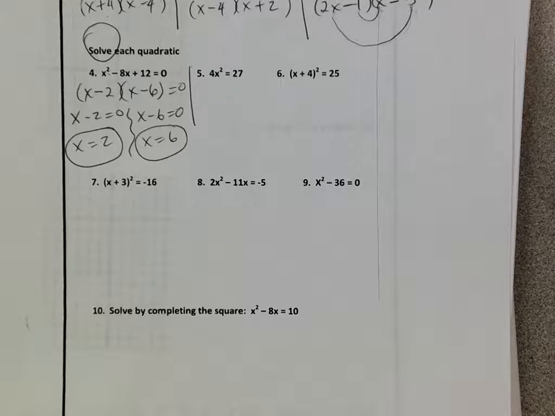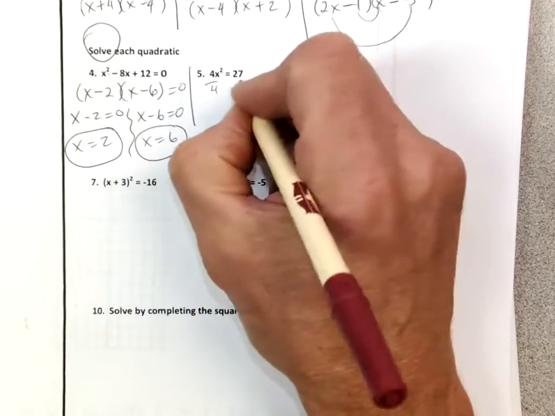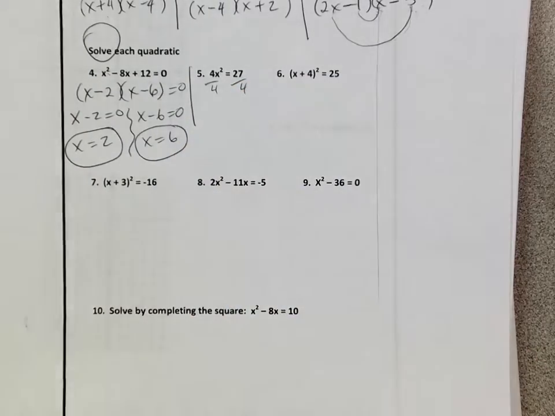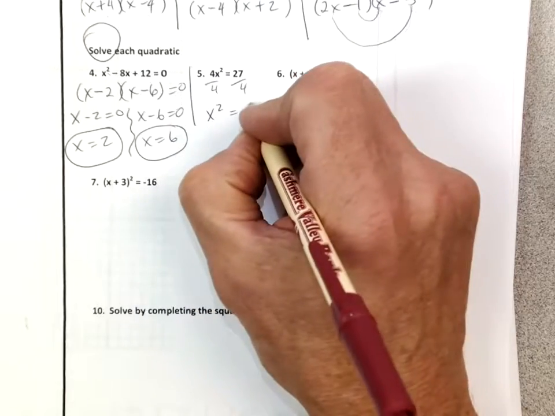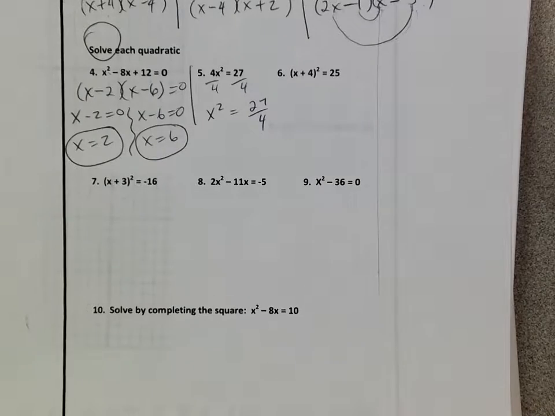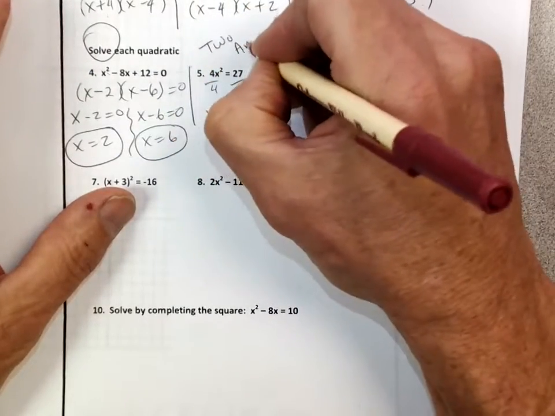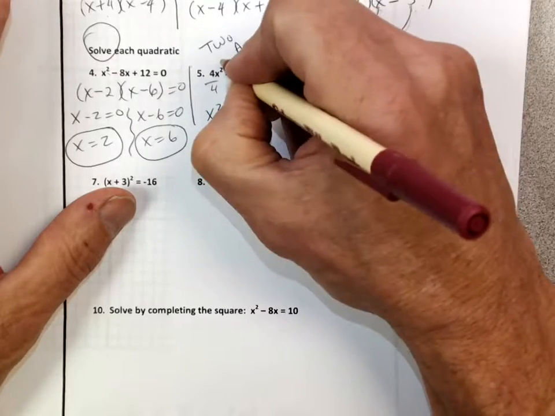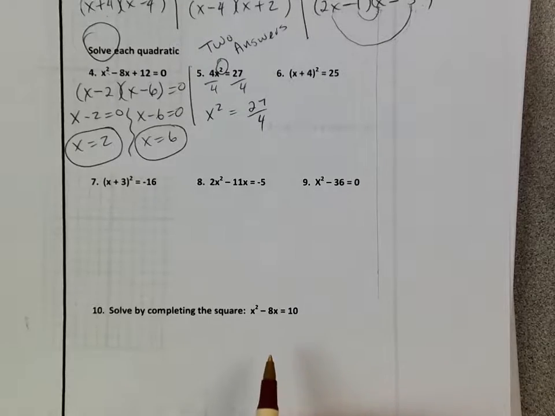Alright, number 5. Well, gosh, I don't think it'll factor, but I could probably solve it. So I'm going to divide by 4, divide by 4. How's that sound? So I have x squared equals 27 over 4. Now, this next step is to take a square root, but remember we need 2 answers. We need 2 answers because there's an x squared. So when I take the square root, I'm going to have a plus or minus. Remember I do the plus or minus?